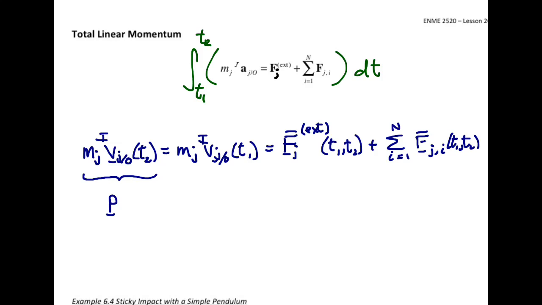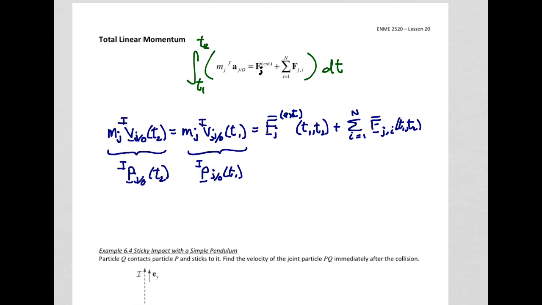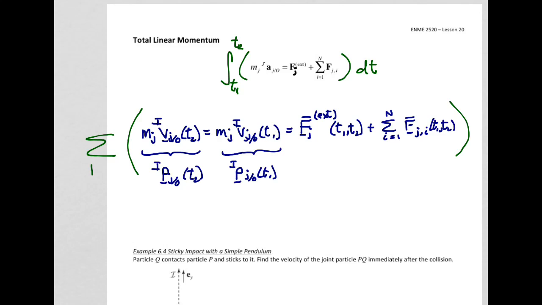So this is P of J with respect to O as observed in the inertial reference frame at time 2, and this is P of J with respect to O at time 1 as observed in the inertial reference frame. Let's take all of these momenta. If this is the momentum of a single particle J, and we've got n particles, then let's add up all the momenta with a big summation of j equal to 1 to n. That gives us the total linear momentum of the system, because we're taking the individual momenta of each particle and adding them all up.